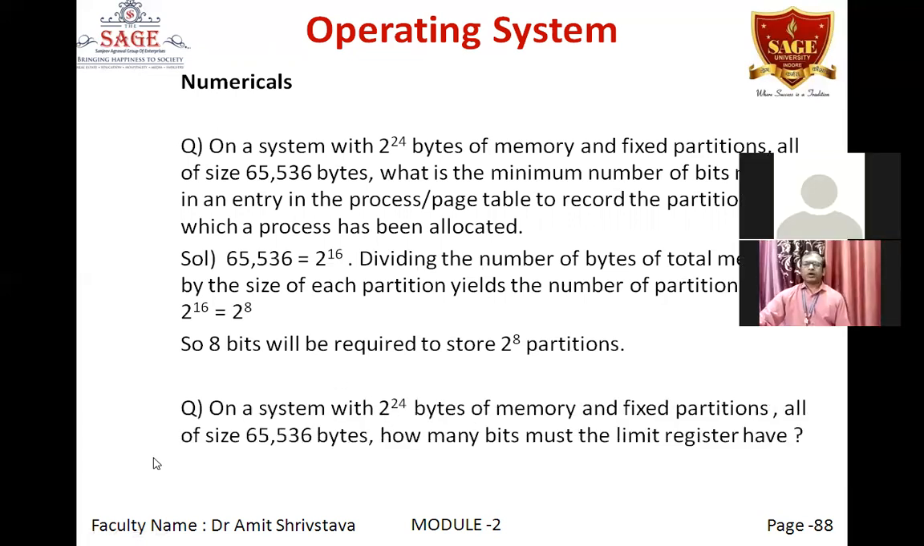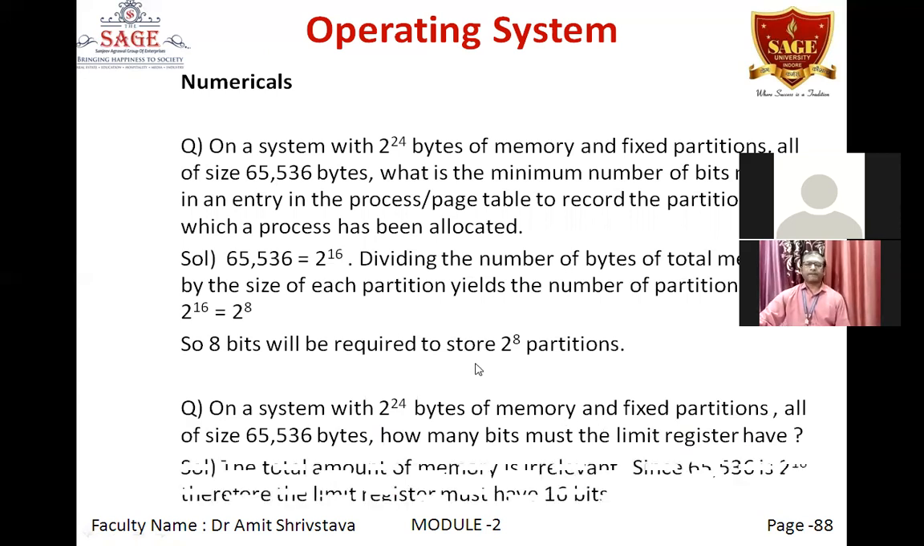Okay. On a system with 2 to the power 24 bytes of memory and fixed partitions, all of size 65,536 bytes, how many bits must the limit register have? The total amount of memory is irrelevant here, since 65,536 is 2 to the power 16. Therefore, the limit register must have 16 bits, because the limit register will be accessing the offset within that particular partition. So we are only concerned with the partition size, not with the total memory.